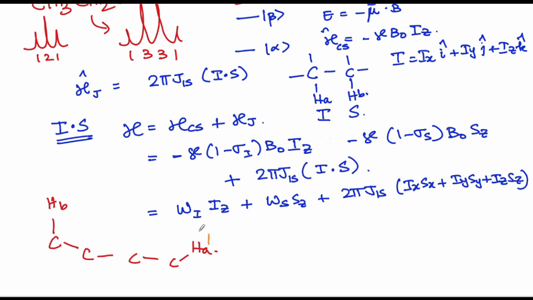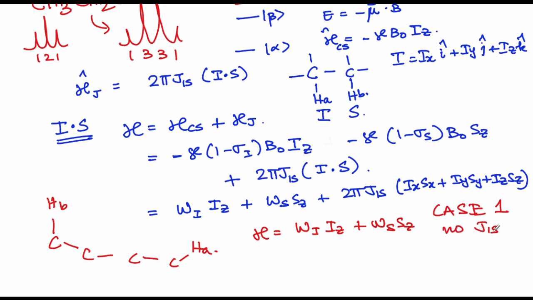Let's start with a simple case where the two spins are so far apart that their magnitude of scalar coupling is so small that, to start with, you can say there is no scalar coupling between these two spins. So in which case, what ends up happening? Your Hamiltonian will be given by omega I Iz plus omega S Sz. So this shall be case 1, where there is no J_IS, no scalar coupling between two spins.